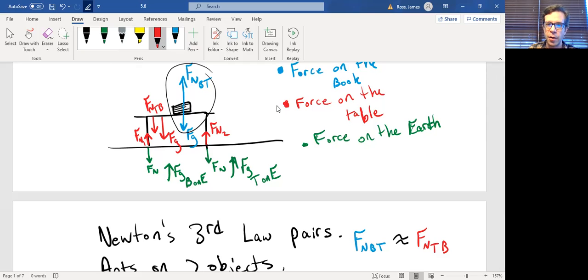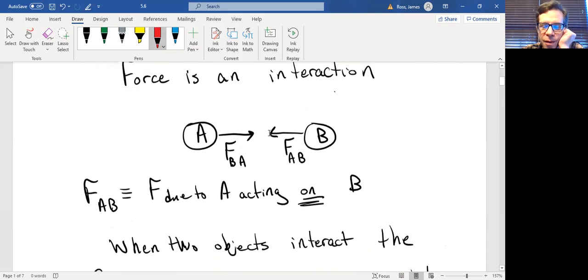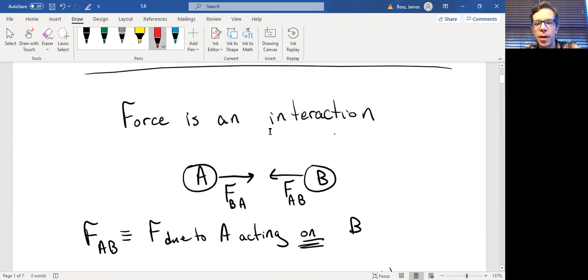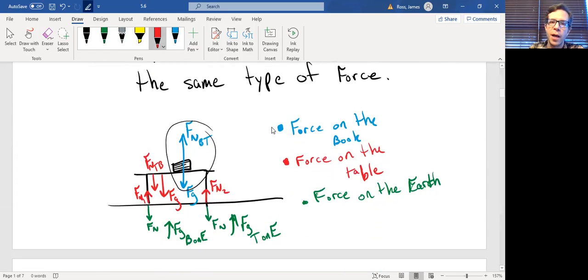Right? My color coding's correct. This is the force on the book due to the table. No. Let me double check. Let's scroll back up. I don't like this. This notation is not the one that seems natural to me. Okay, so this is B acting on A. Okay. So this should be the table acting on the book. So I've got it backwards.